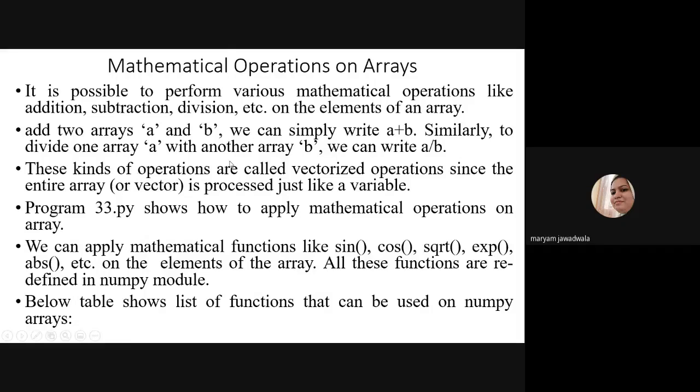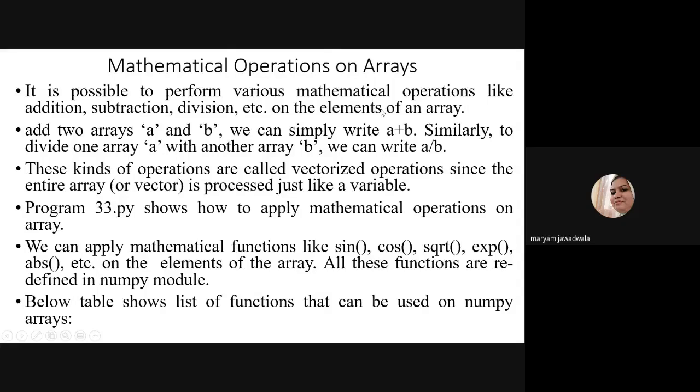These operations, plus, minus, multiplication, division, are known as vectorized operations, since the entire array or vector is processed just like a variable. Why is it vectorized? If you write A plus B, it is not just the addition of two variables, you are adding two arrays. And if you write A divided by B, you are dividing the elements of two arrays.